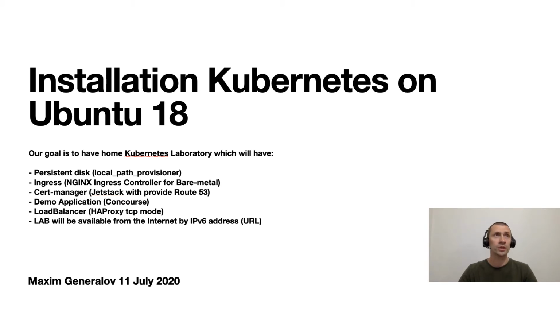What are we going to install? It will be a Kubernetes cluster based on the Ubuntu 18 version. It's a pretty stable version. And our goal is to have a home Kubernetes laboratory, which will have, for the persistent disk, a local path provisioner. So it will let us install software into the Kubernetes cluster, and it will automatically create the persistent disk for the pods.